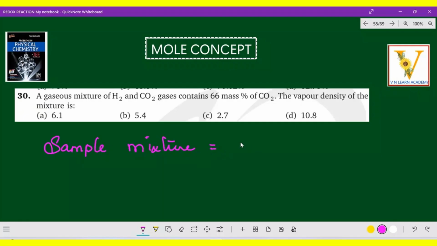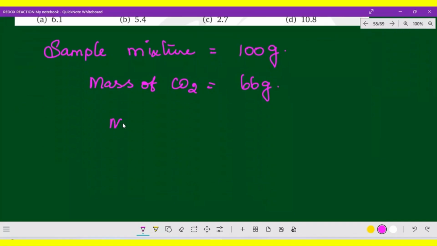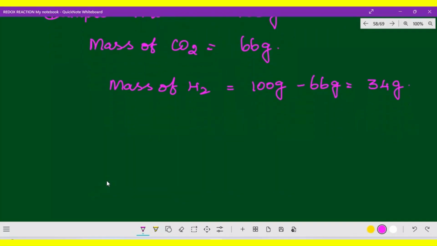Sample mixture, how much? Generally 100 gram. In that, the mass of carbon dioxide, how much is it? 66 gram. Right. Mass of hydrogen, how much? From the total we can calculate it. So this is 100 gram minus 66 gram, so you will get 34 gram, right? Now the number of moles we can identify. Anyway, it is percentage, which means it is gram only.